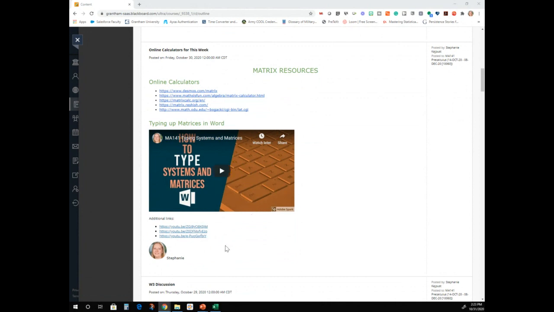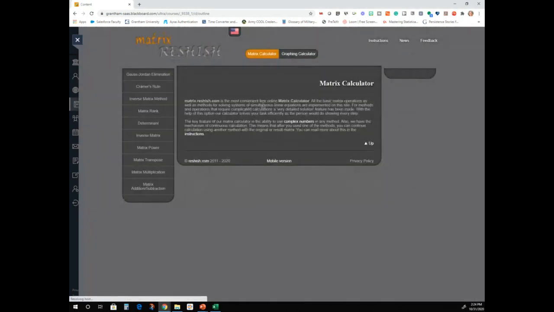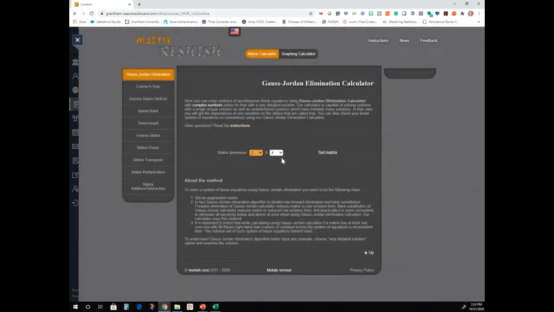I recommend using these. I like matrix.reshish.com. This is my personal favorite. It doesn't do the Gaussian elimination to get row echelon form. It only does Gauss-Jordan elimination. But you put in your dimensions. That's why I said you needed to know what your dimensions are. You enter in the numbers. You do have to be careful. I believe it doesn't allow decimals, so you have to do everything in fractions if you have any. But I like this calculator. I think it's really good.